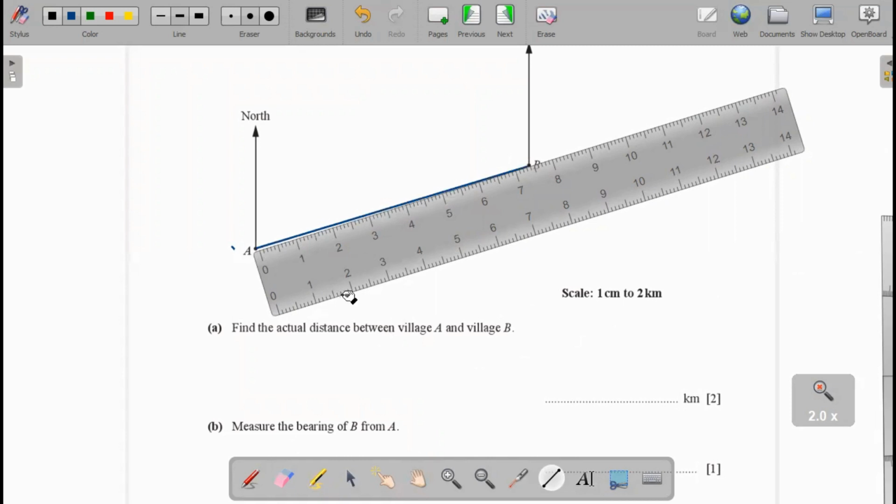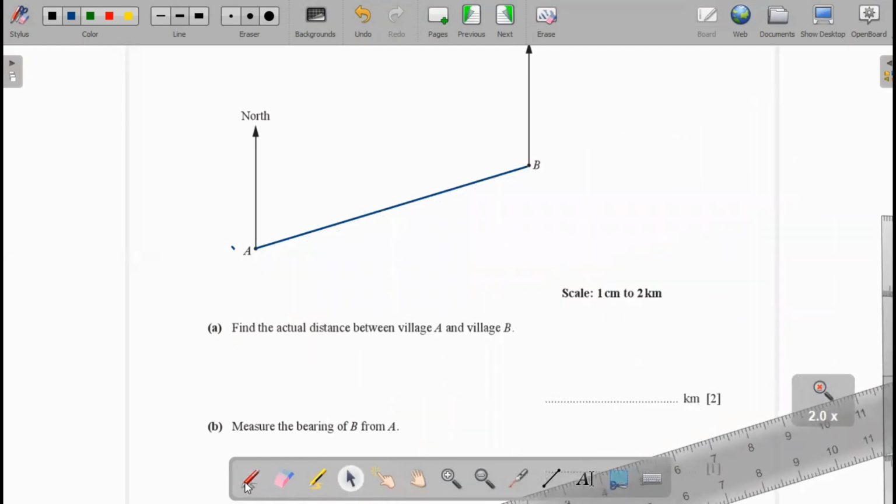The distance between this line is 7.4. But in the marking scheme, I think the answer is 9.1 centimeter. It means this scale is not accurate, I think. Now, when you measure from your scale, the length will be 9.1 centimeter. I write down this value here, 9.1 centimeter.